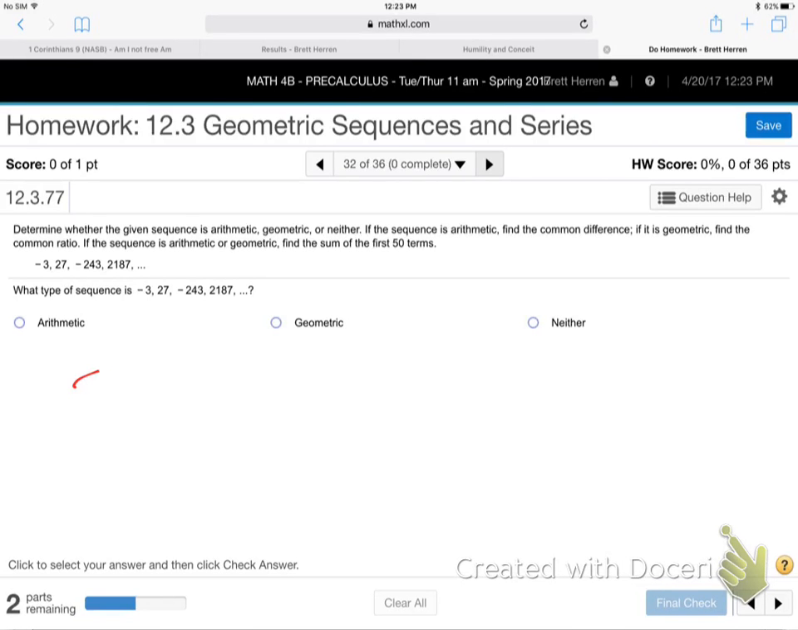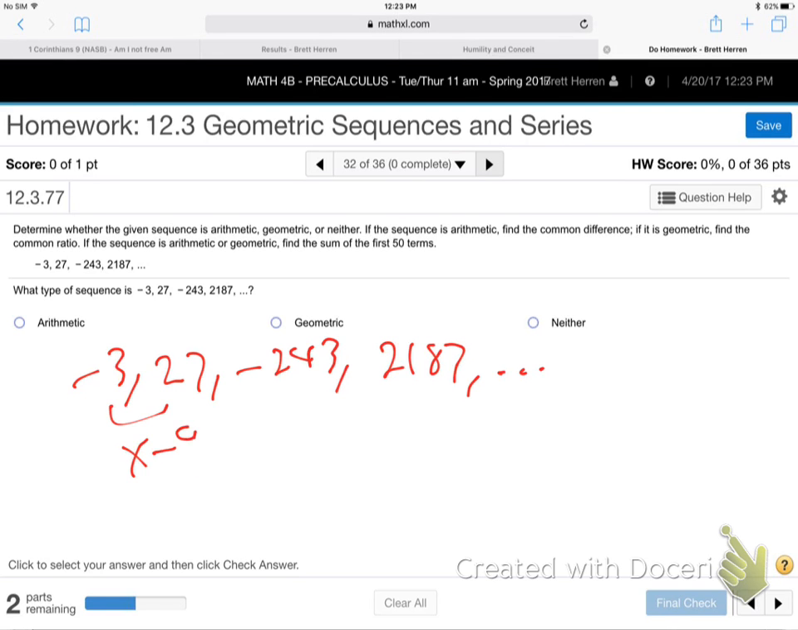All right, what about that one? Negative 3, negative 27, negative 243, negative 2187. What do you think? Arithmetic, geometric? Yeah, it's multiplying, what, times negative 9?